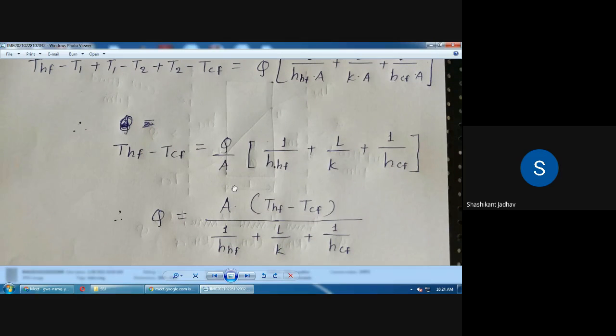At the next line, Q is equal to. Rearranging the terms, we get the equation for Q. So from this equation, what is the value of Q? Q is equal to area into T_HF minus T_CF divided by the whole term, that is 1 upon h_HF plus L by K plus 1 upon h_CF.